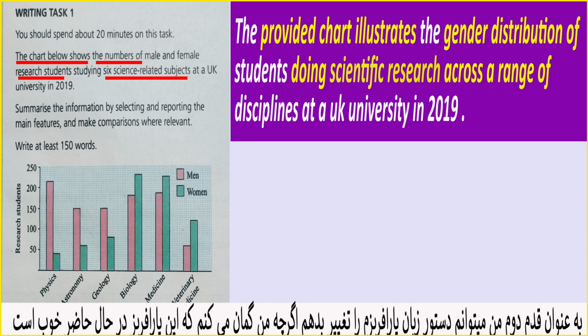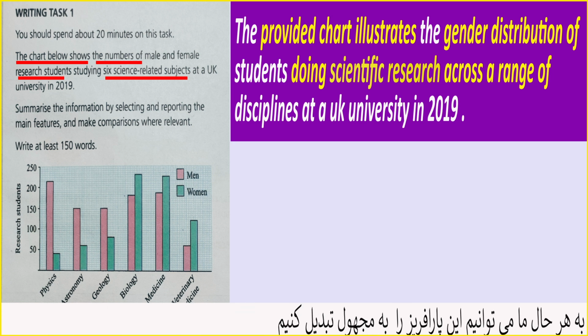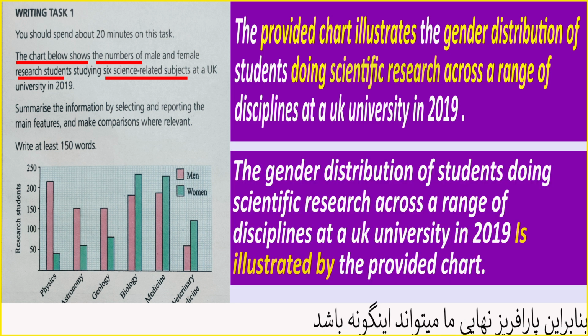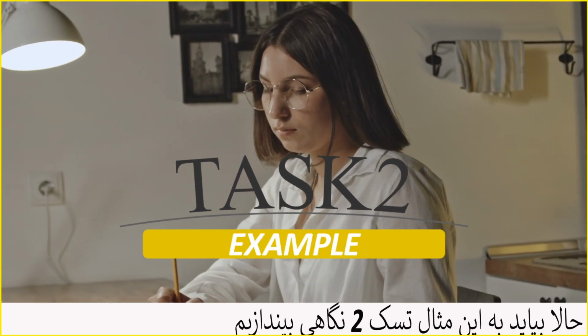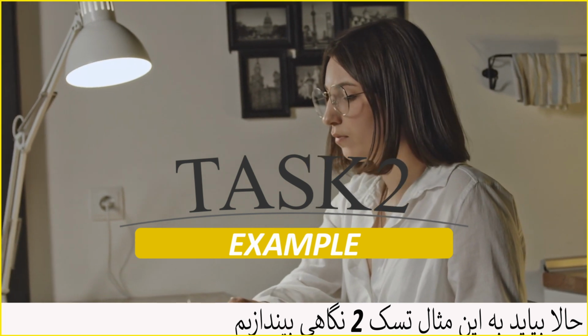As my second step, I could change the structure of my paraphrase, although I think this paraphrase looks good already. However, we could change this paraphrase into passive. So our final paraphrase could be, the gender distribution of students doing scientific research across a range of disciplines at a UK university in 2019 is illustrated by the provided chart. Now let's take a look at this task 2 example.